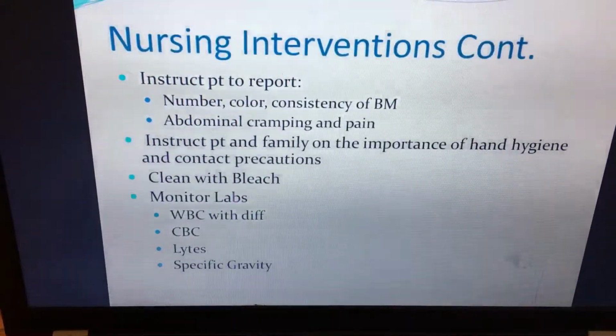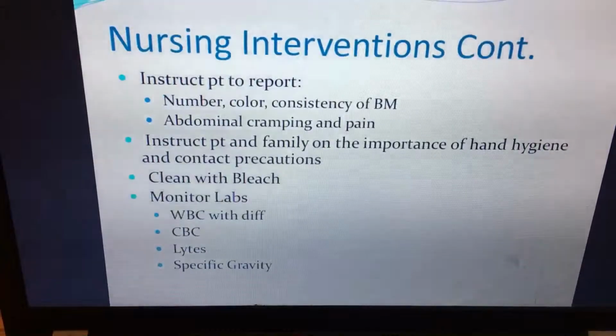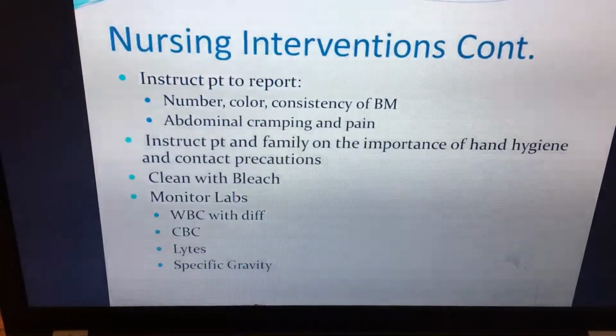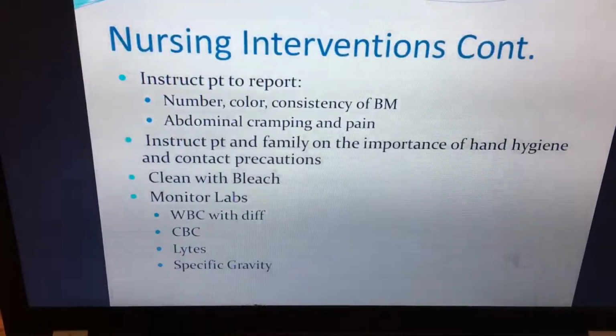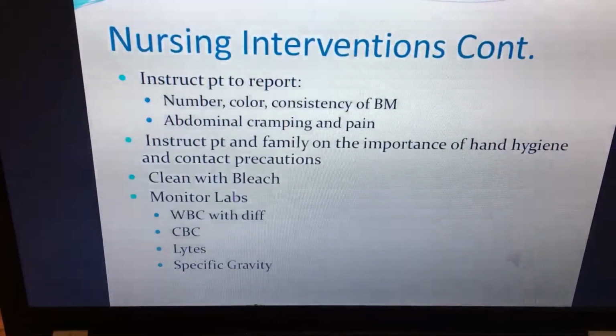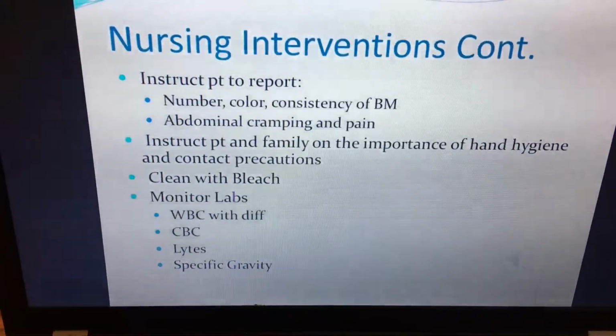We're going to instruct the patient to report number, color, and consistency of each bowel movement, and to report any abdominal cramping and pain. Instruct the patient and family on the importance of hand hygiene and contact precautions. If you see a family member walking into this person's room and they're not putting on gloves or a gown, go ahead and provide that kind of education to them, because they could easily take that home to a family member or catch that themselves.